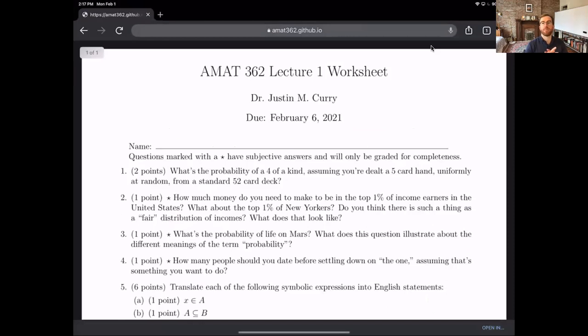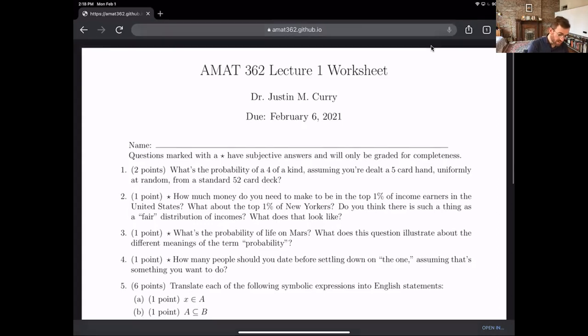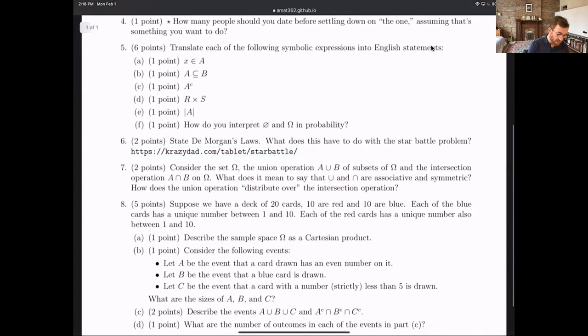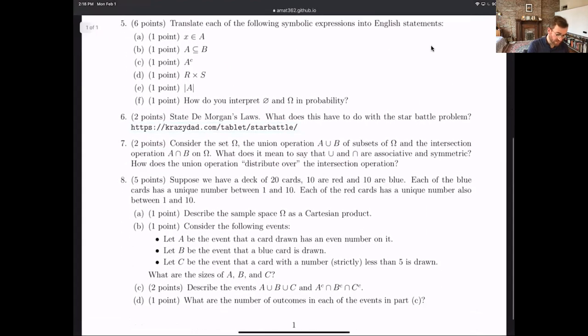Part of the purpose of me pre-recording these lectures is so that we can spend most of our lecture time going through the worksheet. Every lecture is going to have a worksheet, and then problems we don't get to are going to be left as homework. Today, we're going to have 8 questions, and I hope to be able to get through at least most of the first 5.